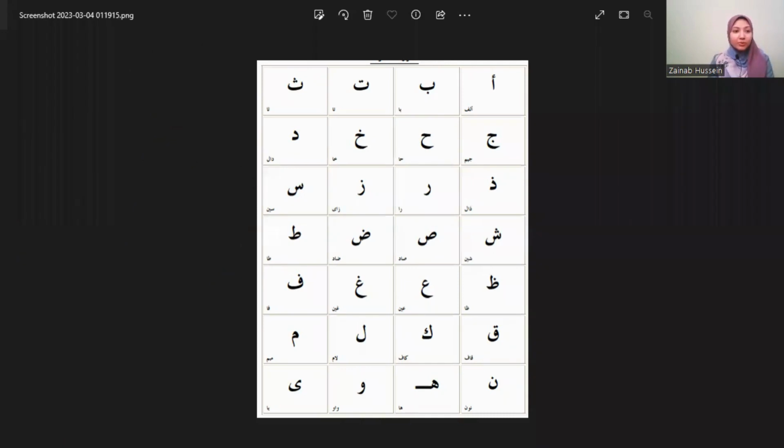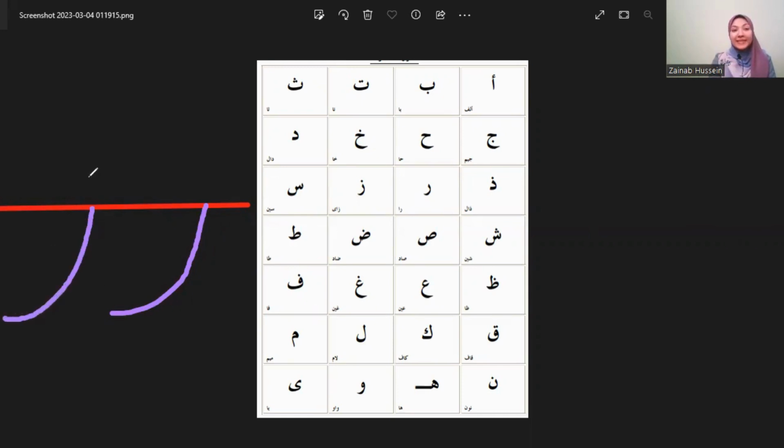The next group, two sisters, they are ra, which is like a banana or a feather or a bow, takes an opened shape, and zay. Ra and zay. The difference between them is that zay has a dot.